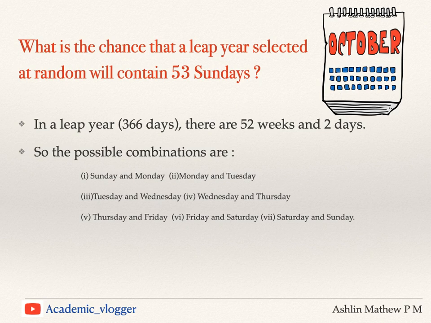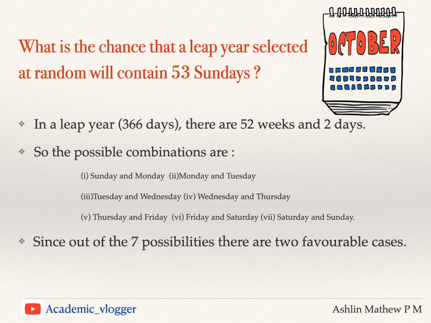Out of which, in 2 cases there are Sundays: the first one, which is Sunday Monday, and the last one, which is Saturday Sunday. So those 2 days can be either Sunday Monday or Saturday Sunday for there to be 53 Sundays in a leap year. Out of the 7 possibilities, there are 2 favorable cases. Therefore, the required probability for a leap year to have 53 Sundays is 2 by 7.